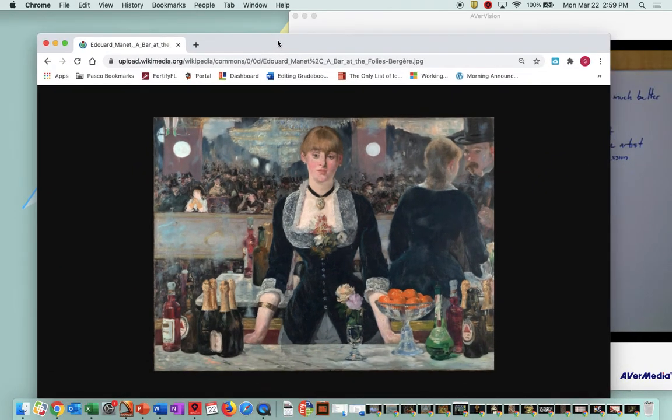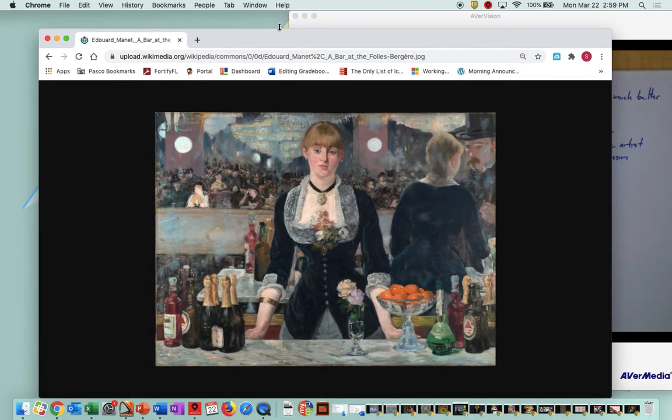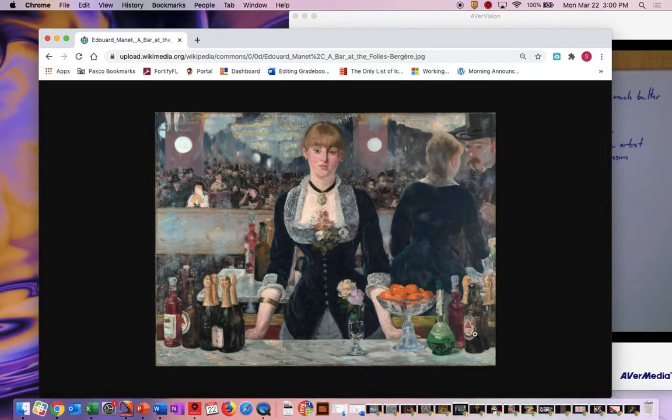So this one is called The Bar at the Folies Bergère. And again, regular life, but it's kind of got this dreamlike quality. You don't see hard lines in this. It's meant to be kind of fluid looking. This is also one of the first paintings, if not the first painting, to have labels on bottles. So this was actually maybe one of the first advertisements.